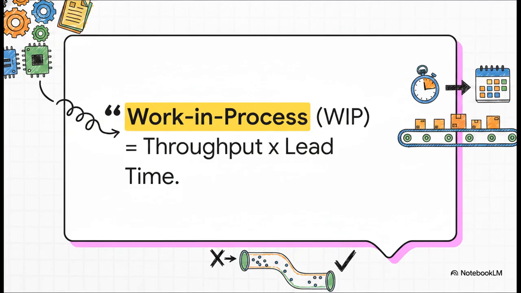Think of it exactly like a highway. If you pack way too many cars onto the road, which is a high WIP, massive traffic jams occur and everyone's travel time goes way up. Fewer items in the system simultaneously means every single item flows through much faster.